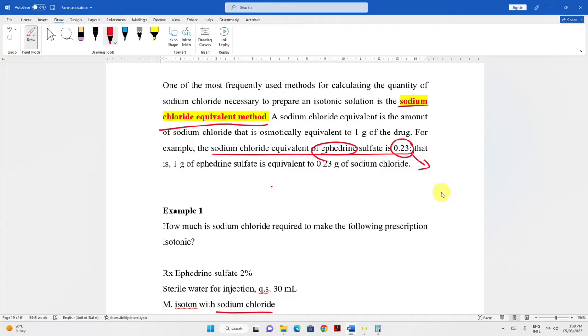First, let's divide it into two things. One, first I want to see how much I'm going to use of ephedrine sulfate. This is 2%.